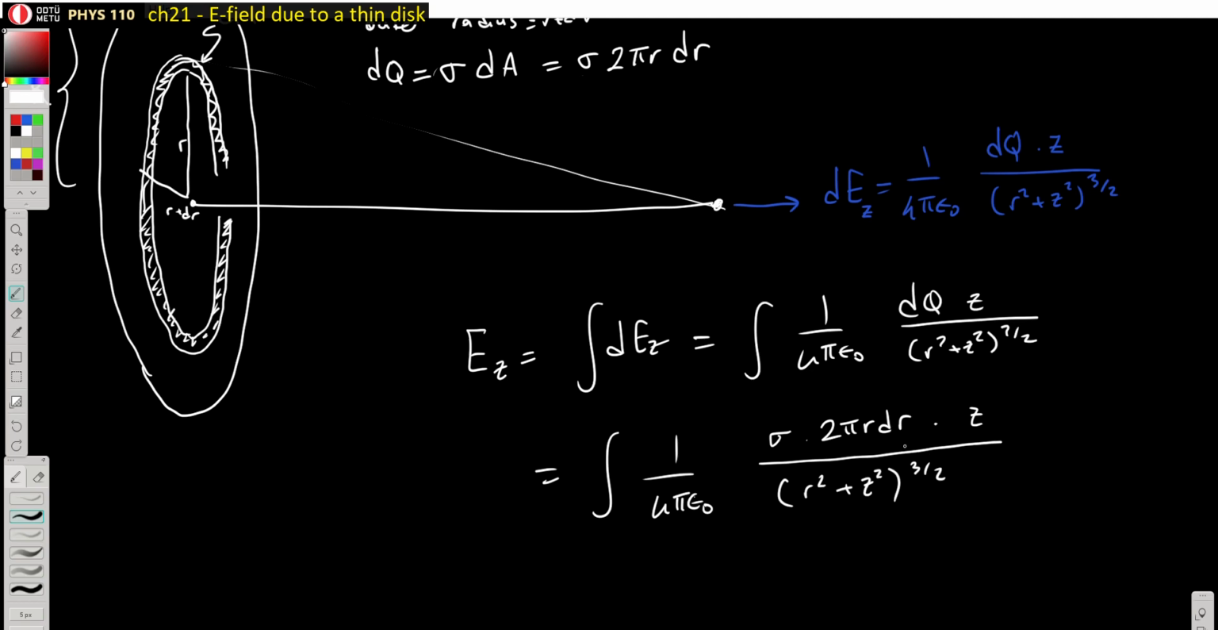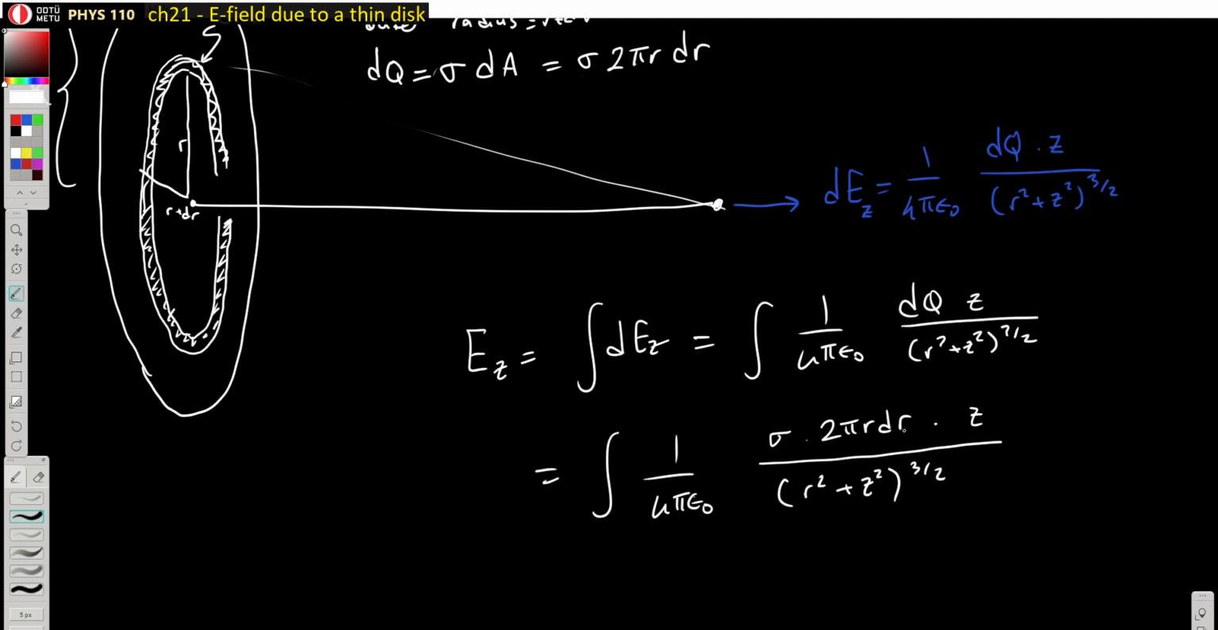So once I obtain this expression, I just stop and look at it. All I need is an expression that involves constants, like sigma, which I know is constant, or 2 pi and z and whatever, and the variable of integration. Here the variable of integration is little r. That's basically the radius of the rings in here. So the only things in here are the variable r and the constants.